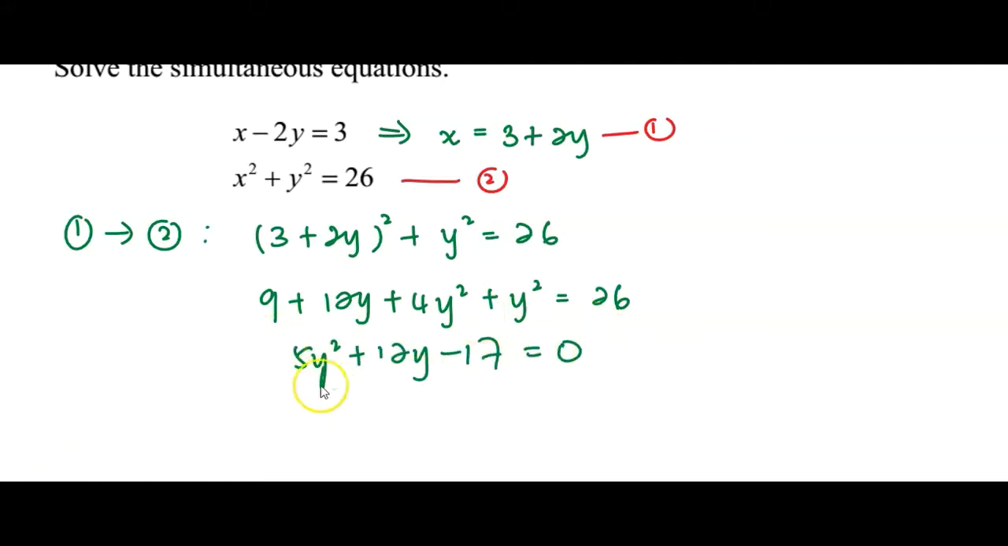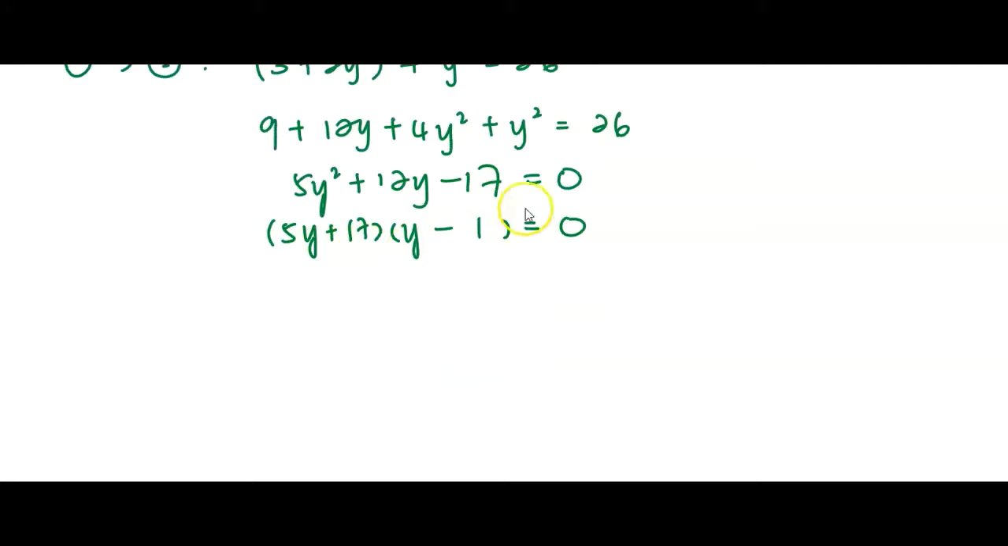After we have simplified, we have a general form of a quadratic equation. Now we can try to factorize it. After we factorize, we have (5y plus 17) multiplied by (y minus 1) equals 0. From here, we get y equals negative 17 over 5, and the other one is y equals 1. So now, after we got the value of y, we need to get the corresponding value of x.